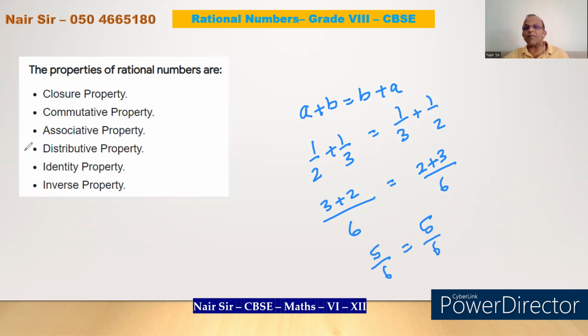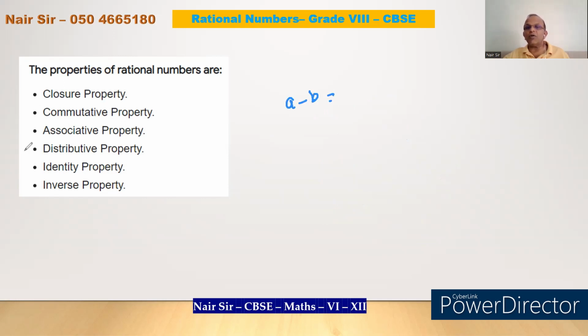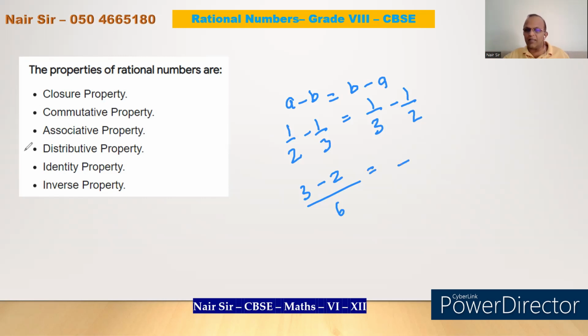Now let me try for subtraction. A minus B is equal to B minus A. 1 upon 2 minus 1 upon 3 is equal to 1 upon 3 minus 1 upon 2. Again the same thing, 6, 3 minus 2. Again the same thing, 6, 2 minus 3. There I get 1 upon 6 and over here I get minus 1 upon 6. Are they equal? No. That means commutative property for subtraction fails. It is not true.